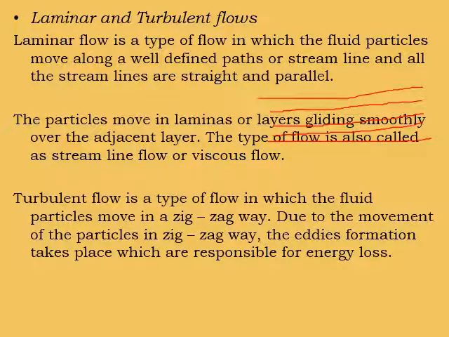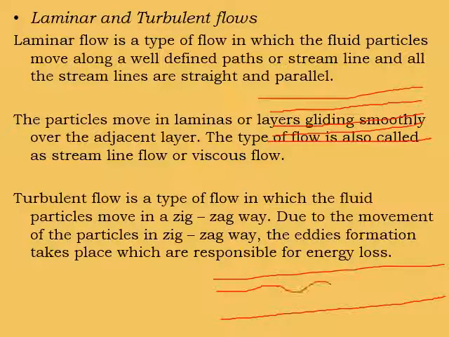Coming to turbulent flow, it is a type of flow in which fluid particles move in a zigzag way. So here there is a pipe, and fluid is flowing through this pipe. Particle A takes a path like that, fluid particle B takes a path in this manner, and a third particle once again moves in this manner. So we can see the fluid particles are moving in a zigzag way. Such flow is known as turbulent flow.